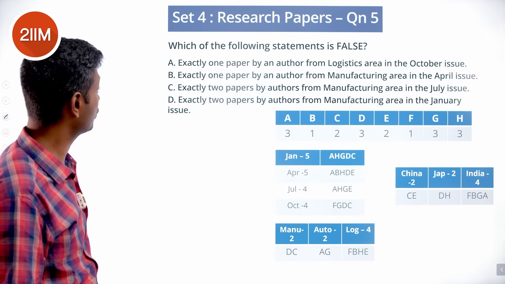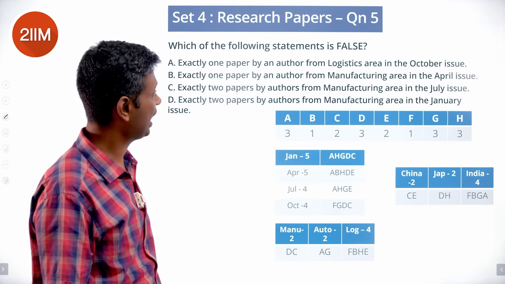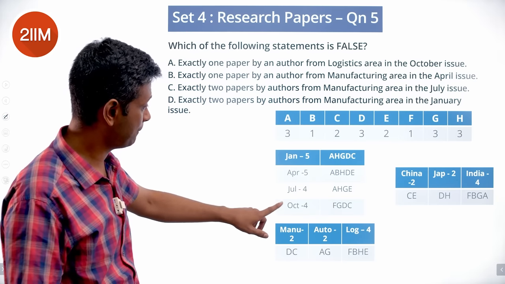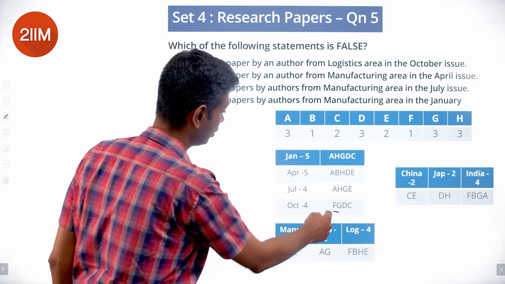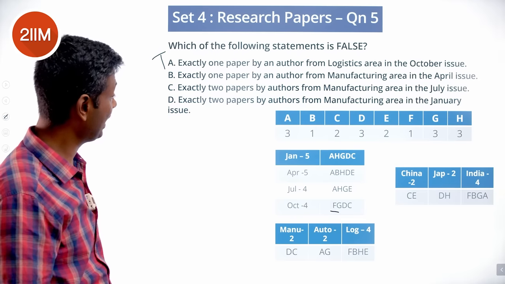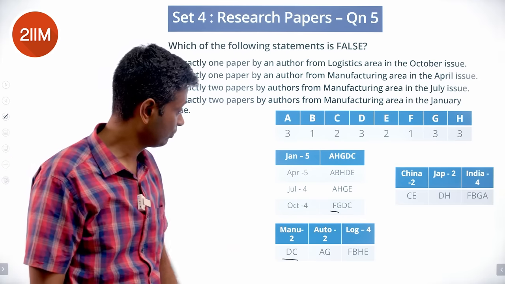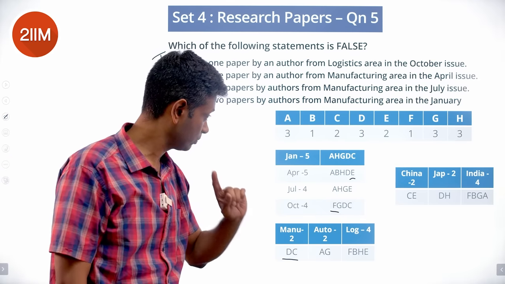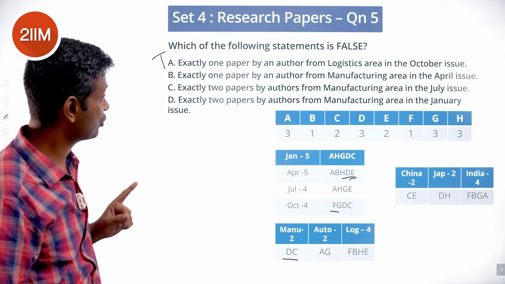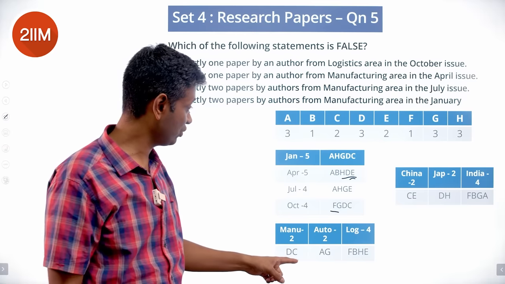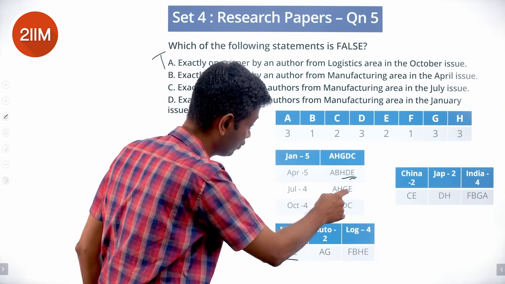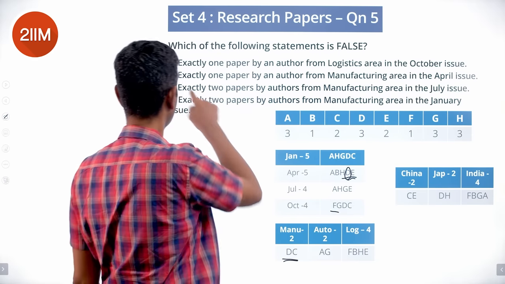Which of the following statements is false? Exactly one paper by an author from logistics area in the October issue. Logistics is F, B, H, E. Only F is sitting here. This seems to be true. There was exactly one paper by an author from manufacturing area in the April issue. Manufacturing is D and C. The April issue has E and D. Only D is featuring there, so this is also true.